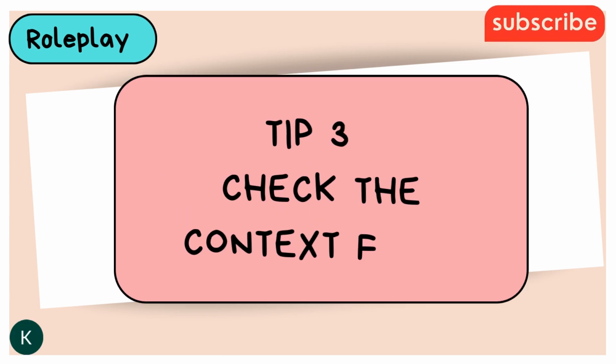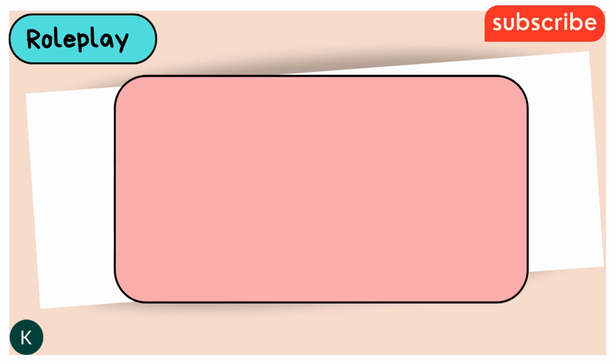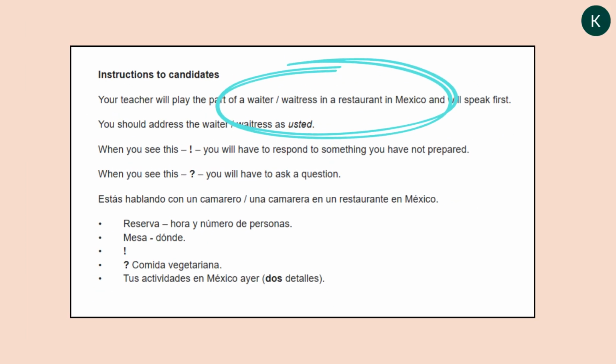Tip 3, check the context first. When you get your roleplay card in the preparation time, you will see the very first sentence, maybe the second sentence, it will tell you the context of the question. So this example here, it says that your teacher will play the part of a waiter or waitress in a restaurant in Mexico. It's really important to establish the context first, because that will help you form your answers to the bullet points.